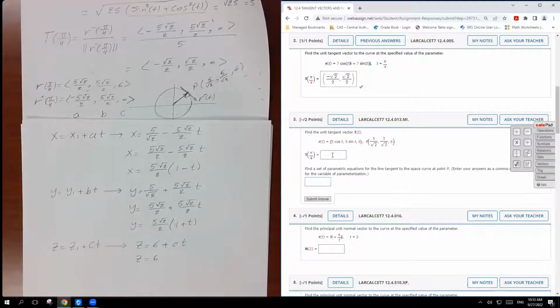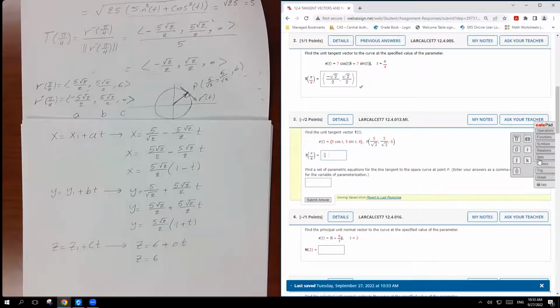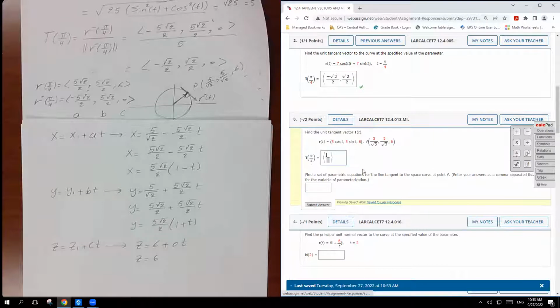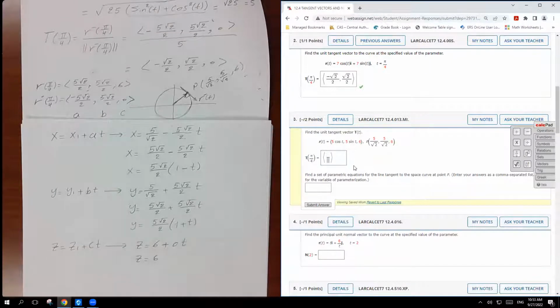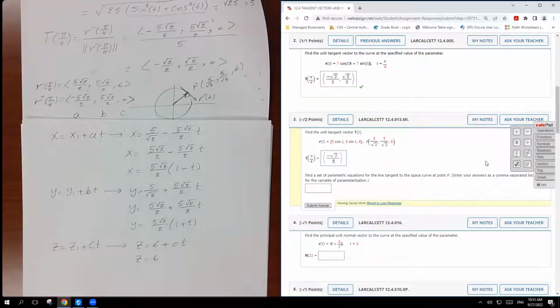The first thing, this one equals... How much did we get for this one? We got negative. So click on the vectors and go back here. It's negative square root of 2 divided by 2, comma, square root of 2 divided by 2, and the last one is 0, comma 0.